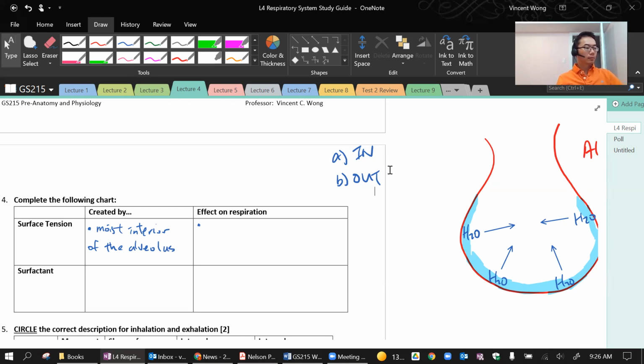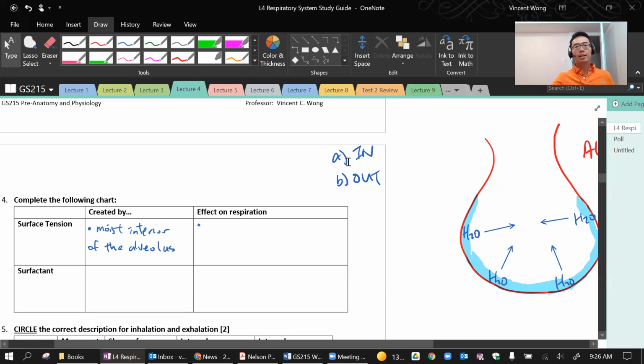So A is breathing in and B is out. A means the surface tension will help with breathing in. B means the surface tension will help with breathing out.